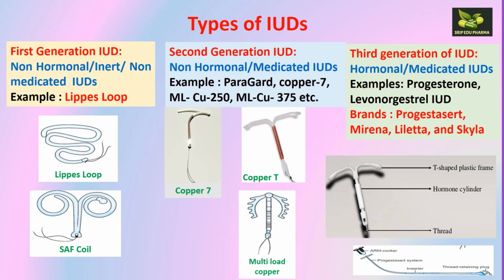So which hormones are involved? Progesterone or levonorgestrel, these are involved. So what are the trade names or brands related to this type? Progestisert, Mirena, Liletta and Skyla. These are some of the brand names of third generation intrauterine devices.